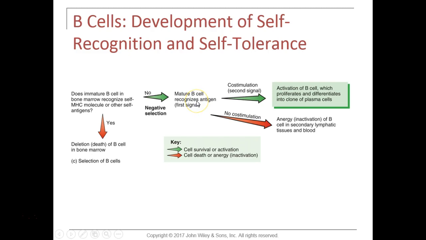So the mature B cell then enters circulation, and if they have the ability to recognize an antigen, which is called the first signal, and they get co-stimulation, they then become activated and proliferate and differentiate into a clone of plasma cells and memory cells. In most cases, when a B cell recognizes an antigen but there's no co-stimulation, they undergo inactivation so that we don't have an overactive immune response in a situation where there is no foreign antigen. If the B cell has actually been activated against one of our own antigens, there'll be no co-stimulation. So those B cells will then be either destroyed or they will become inactivated through a process called anergy.